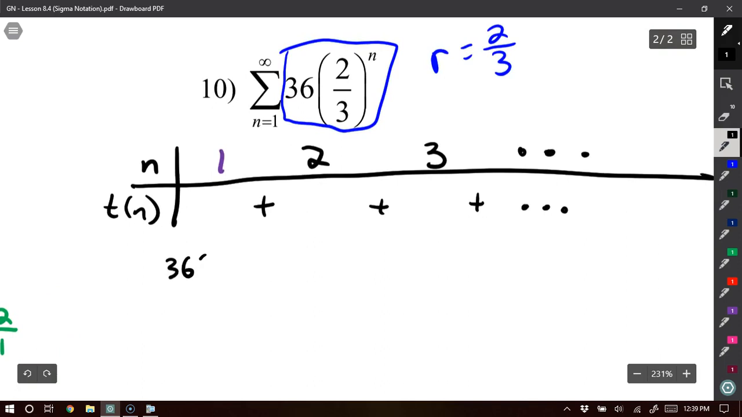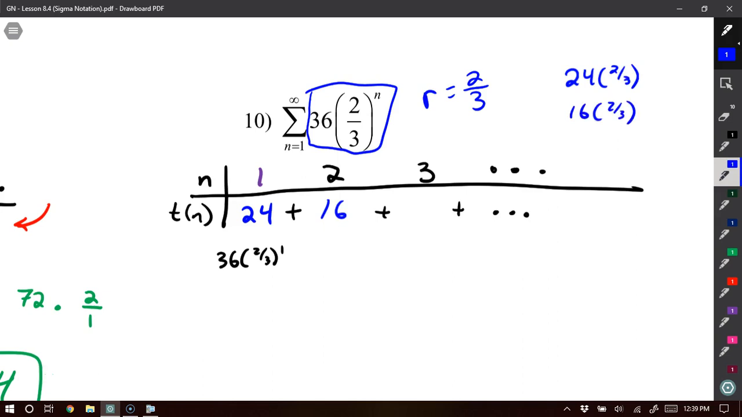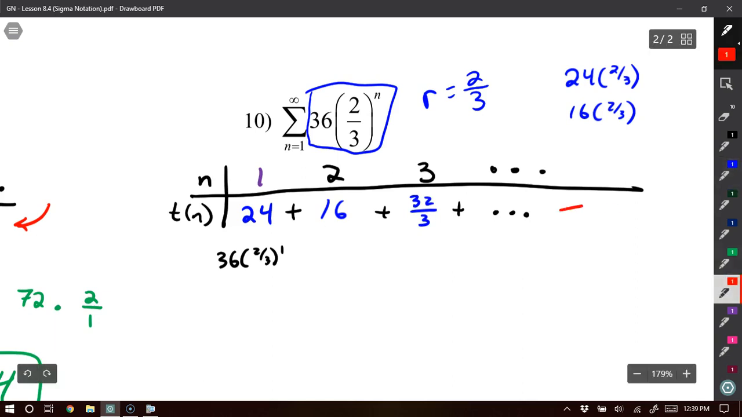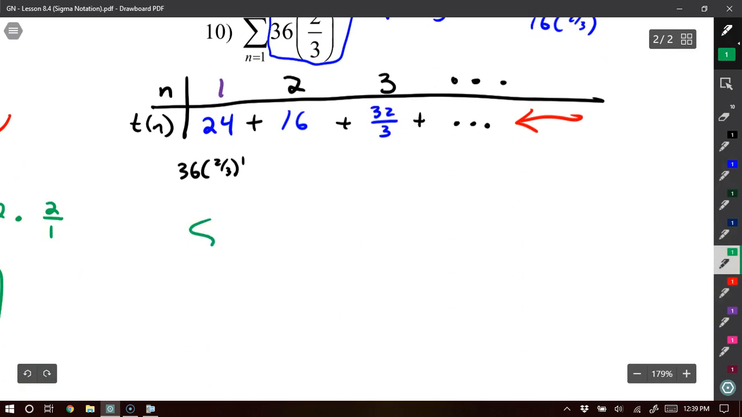I have 36 times 2/3 to the first power. So 36 times 2/3 is 24. And we'll do it over here. Well, what's 24 times 2/3? Well, that's 16. Well, what's 16 times 2/3? Well, that's not nice, but I have to write it as a fraction, not as a decimal. 16 times 2 is 32, and keep the thirds. So there's the first part. Write out the infinite geometric series. It's done. Now find the sum.